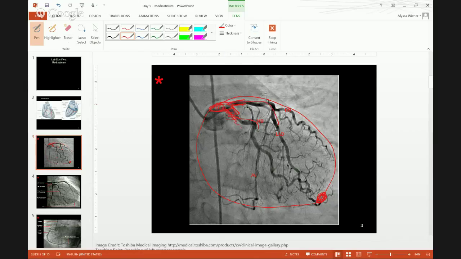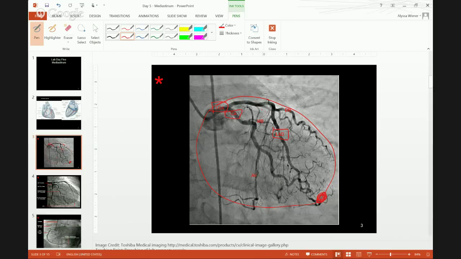The circumflex artery has this kind of camel hump over here as it's hooking around behind the heart. And then it goes off to supply the AV sinus, the sinus between the left atrium and the left ventricle. And it also has a marginal branch. But for imaging purposes, we're not going to worry about the marginal branch and that AV stuff. For imaging purposes, we're just worried about the left coronary artery, the LAD, and the circumflex artery, okay?